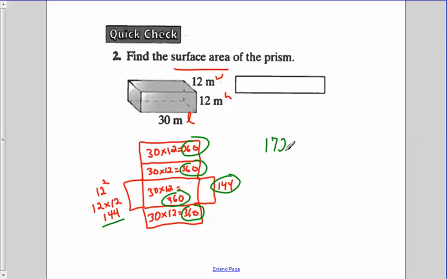And I always look back at what my label is. I'm talking meters. And since I'm finding the surface area, area always would be units squared. So our final answer, 1,728 meters squared. That's the end of lesson 9.8, finding or drawing nets and finding the surface area.